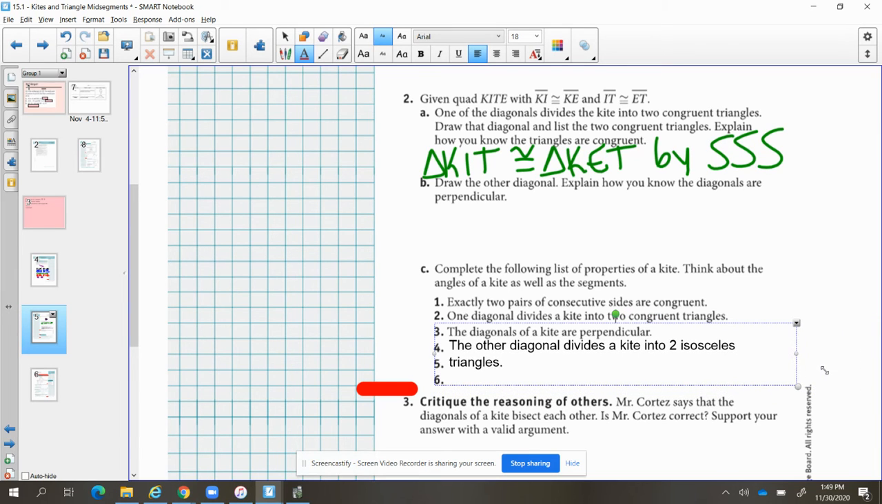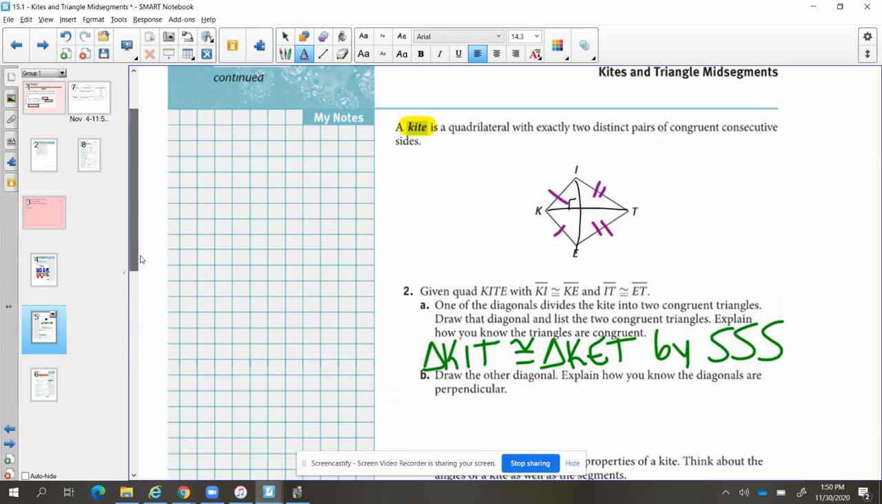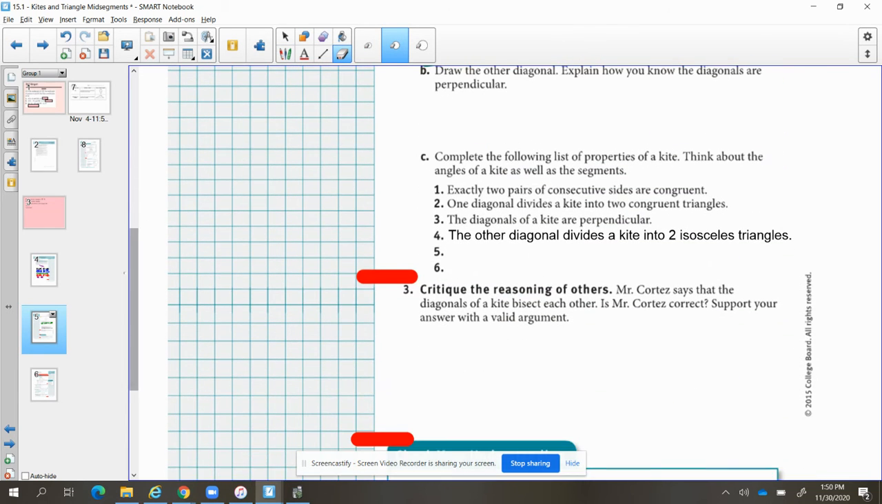So, what do we mean by that exactly? Well, if we look back up here, and if I erase this, we can see it a little better. We have here the other diagonal is making this isosceles triangle number 1 and this isosceles triangle number 2, which we talked about because of those congruent consecutive sides.